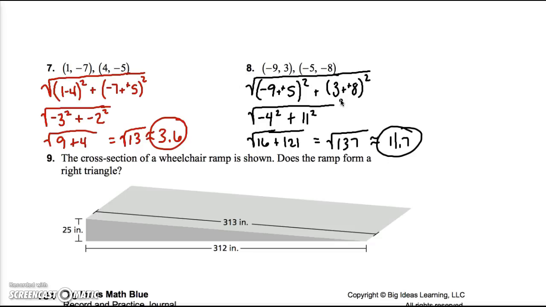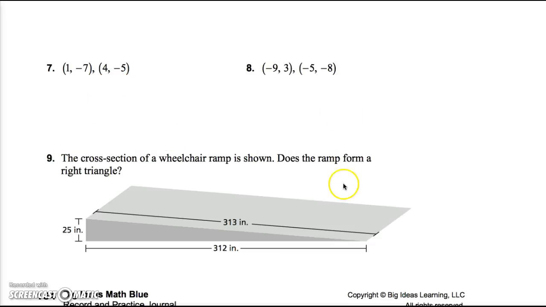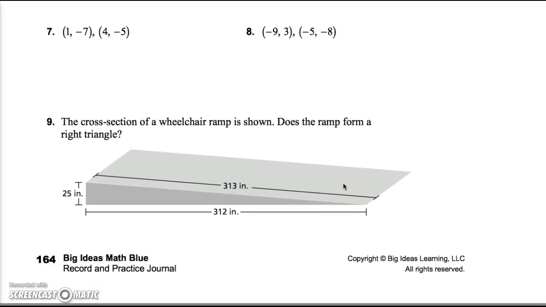Okay, and then just a real quick review, we're going to do number 9. We did these in the last video also. But number 9 says the cross section of a wheelchair ramp is shown. Okay, so this is a ramp and we're looking at basically the side of it. Does the ramp form a right triangle? So remember, they've given us all 3 sides. Keep in mind, your hypotenuse is your longest side. So that's 313.